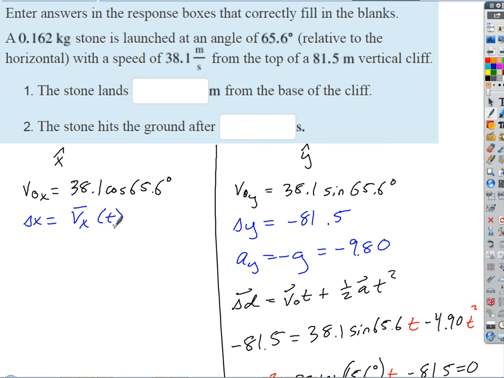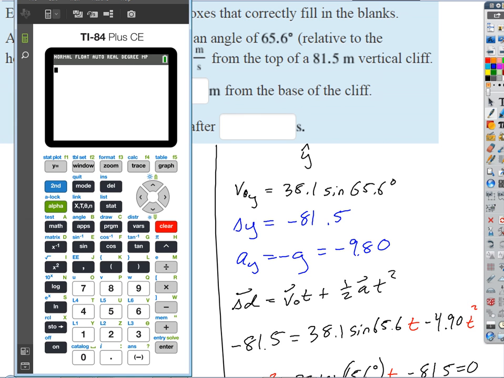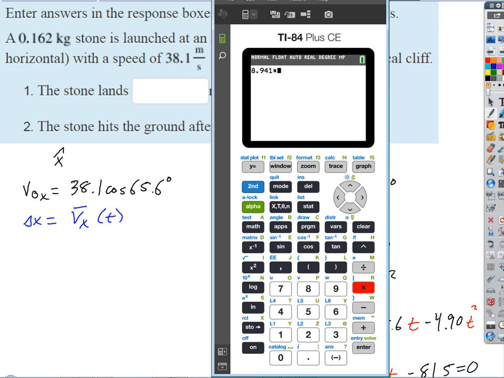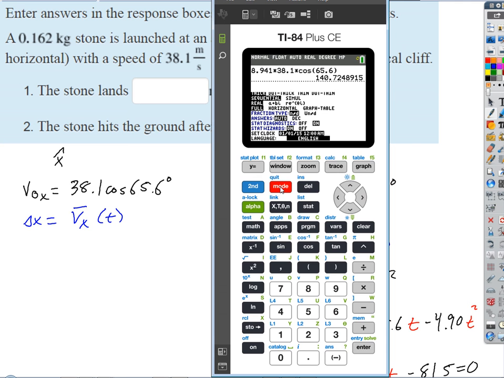So what do we get when we do that calculation then? If we do 8.941 times this, 38.1 times cosine 65.6, and that gives you my answer. Just make sure I'm in degrees. I am. So there's my other answer.